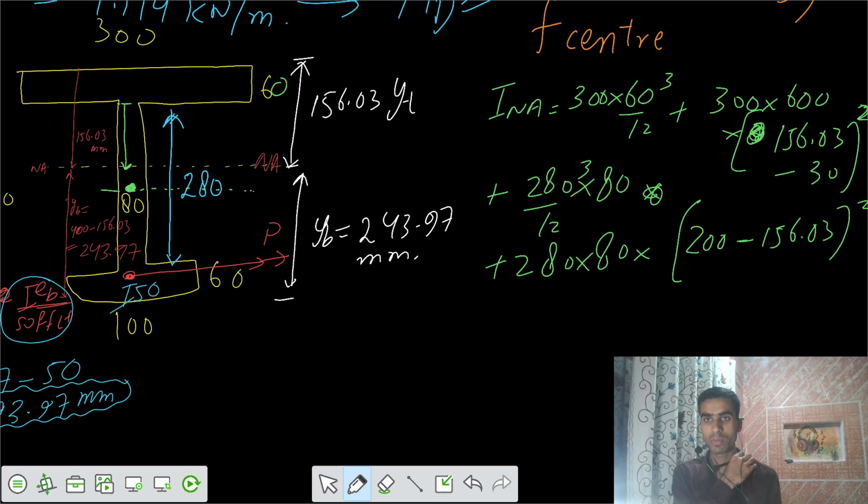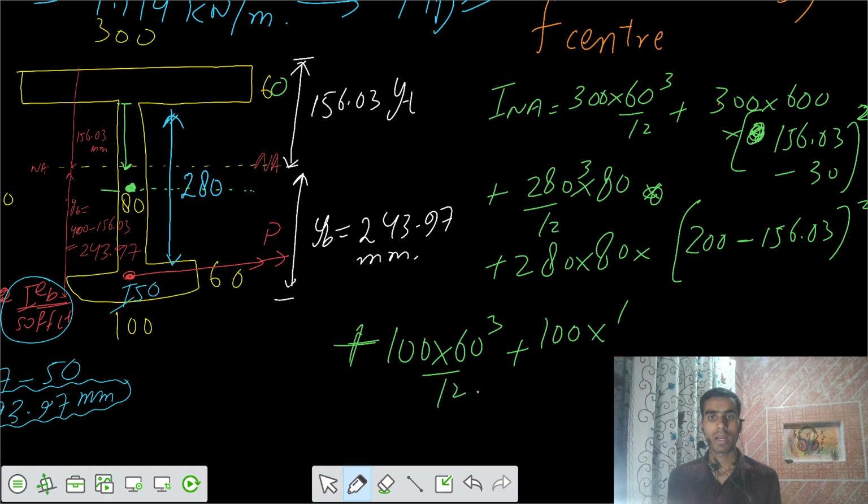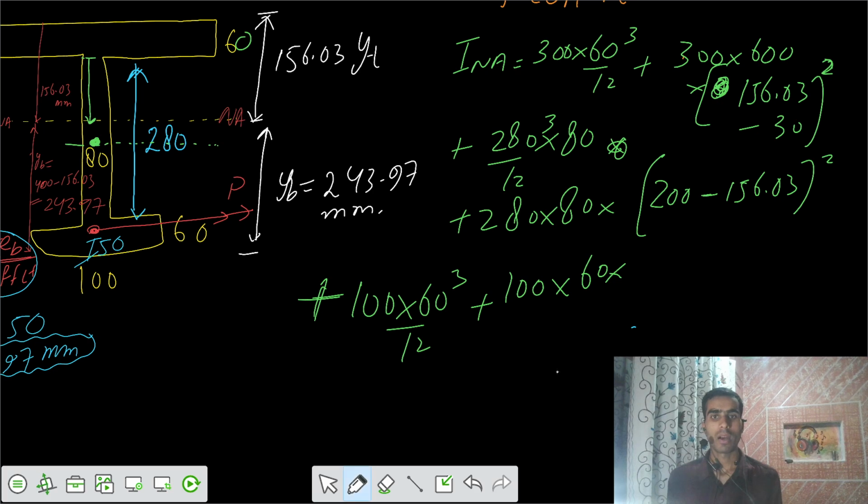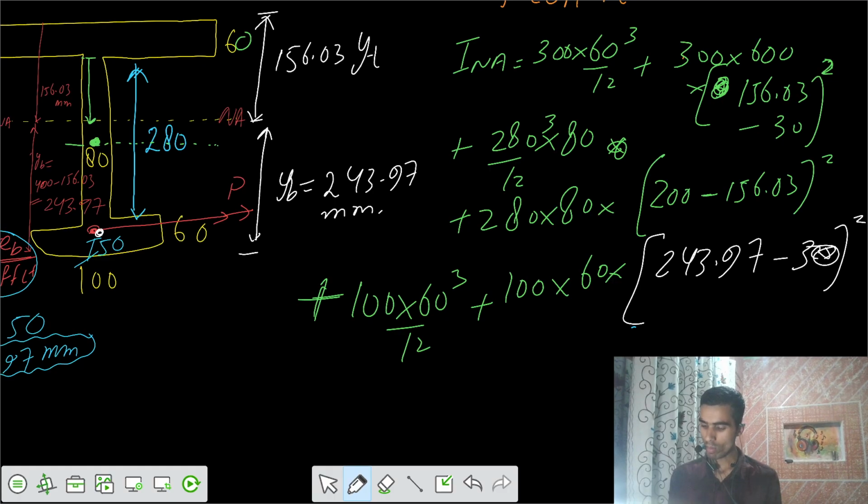200 minus 156.03. Okay, this is also correct. After that, the third area. Because of the third area, we have 100 into 60 cube by 12 plus area into d square. The d would be equal to, from the bottom we can take, your total value was 243.97. I can subtract that 30 value here. Centroid is at 30, so 30 square. Is it correct? Yeah. So the overall value is coming out to be 757.45 into 10 to the power 6 millimeter power 4.